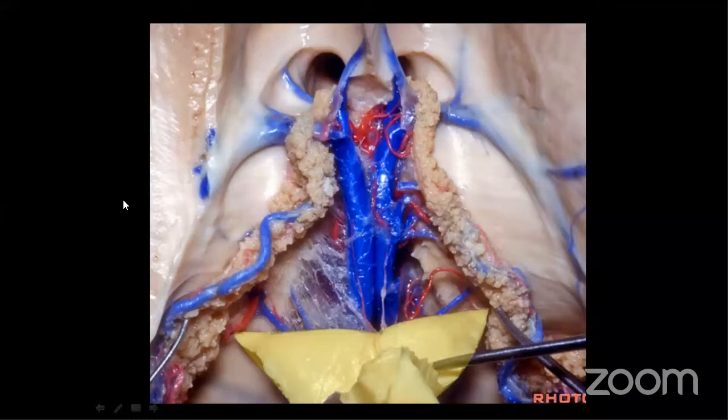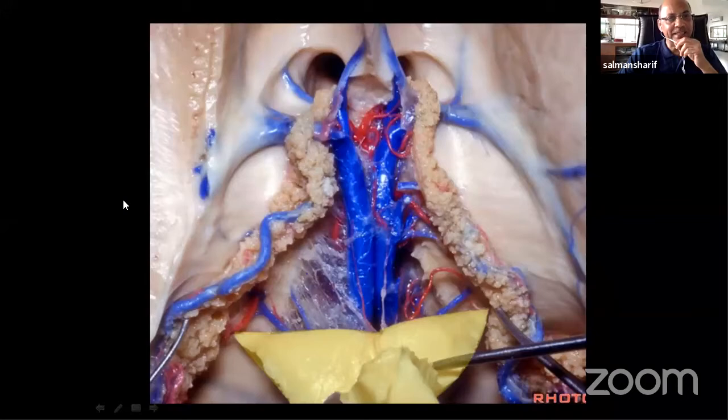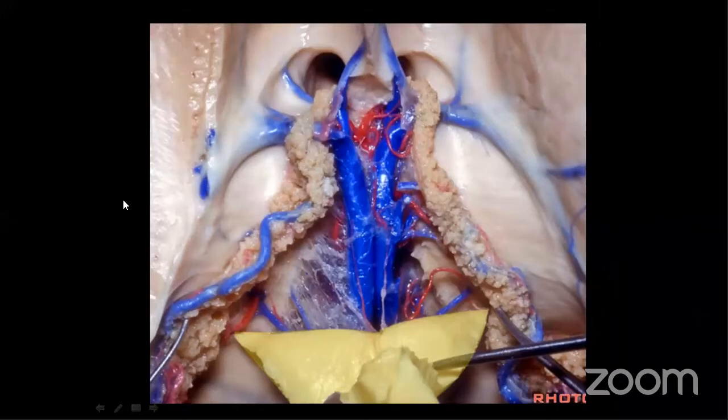Yeah, sir. My question is, I can't understand the posterior approach for this third ventricle. Please explain again, sir. Sorry, can you ask that question again? I can't hear you. I say that, sir, we are proceeding through the foramen of Monro in the anterior approach, and someone raised a question about the posterior approach. I can't hear that properly. The posterior approach to this.